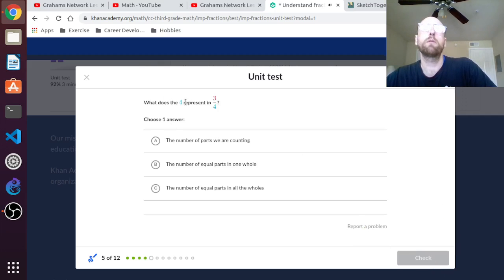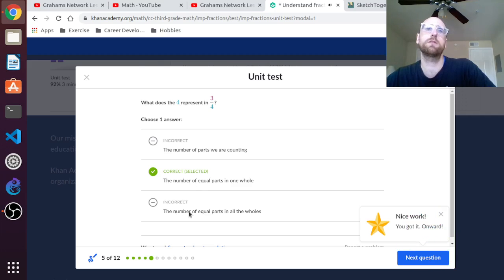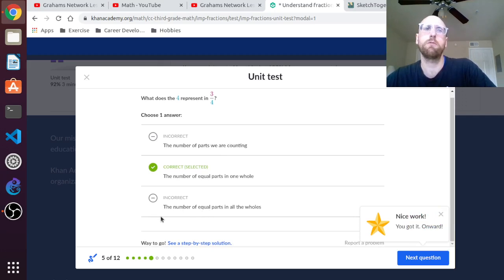What does the 4 represent in 3/4? The number of equal parts in one whole. Yep, and we know it doesn't represent the number of equal parts in all wholes. That's what I got wrong before. It's just the number of equal parts in a single whole. And then if we have a number on the numerator here that is higher, we know that there are more than 1 wholes.